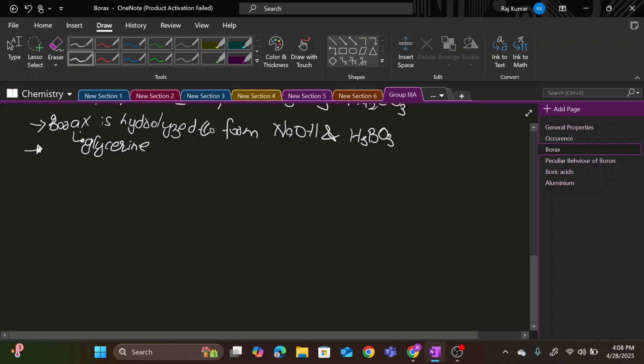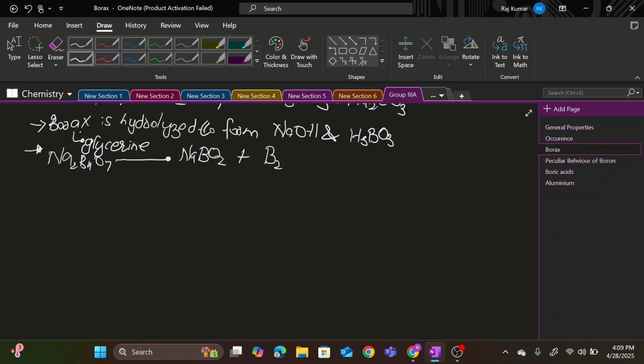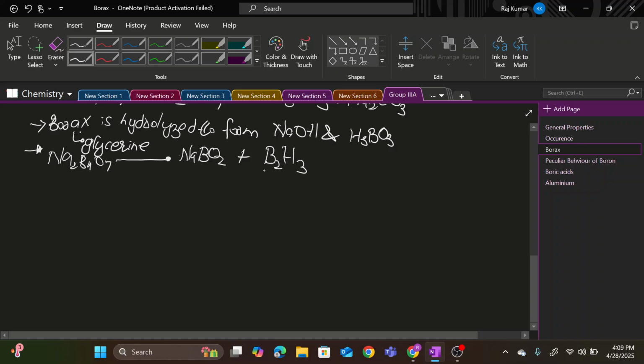And then another important thing is when borax is fused. When borax is fused, it first converts into a white porous mass, and then gradually it converts into sodium metaborate and boric anhydride. Sodium metaborate and boric anhydride.